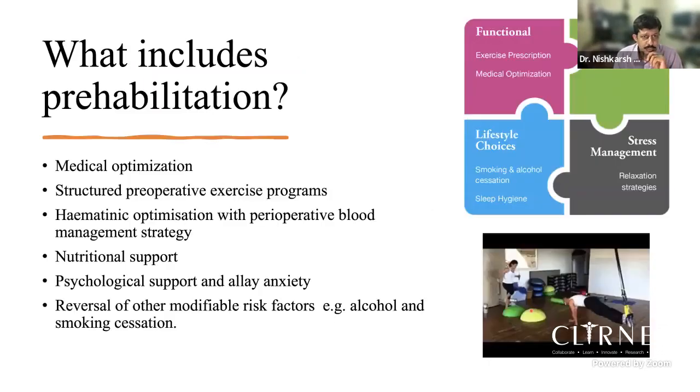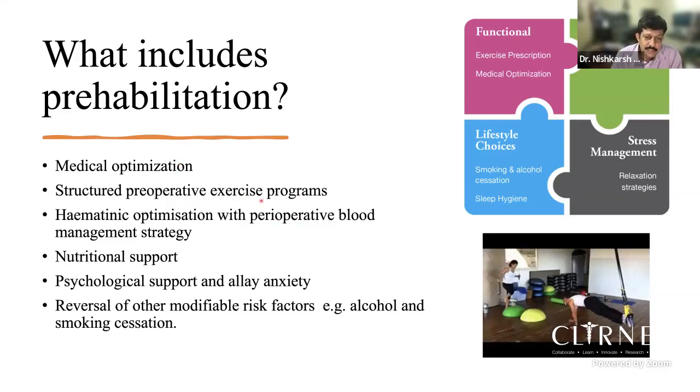So coming to the components. Prehabilitation basically includes functional outcomes, basically exercise prescription, medical optimization, nutrition, which is usually a dietary modification, stress management, the relaxation strategies, and lifestyle choices like cessation of smoking, alcohol, and good sleep hygiene. So all these things are components of prehabilitation. Broadly, as anesthetists, we are supposed to do the best possible medical optimization. It is unlikely that we make the patient ASA grade 1, but yes, we can do good interventions to reduce the risk of the patient.